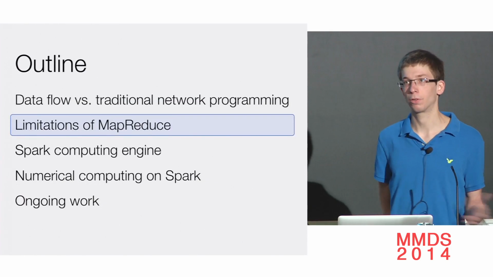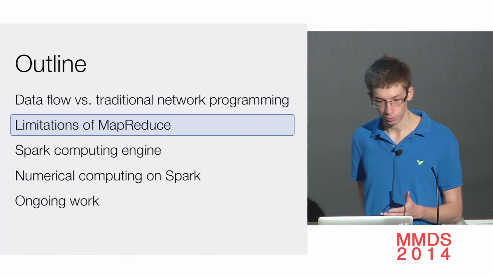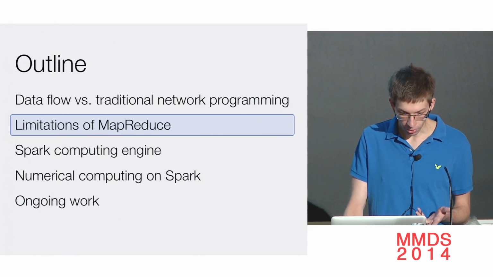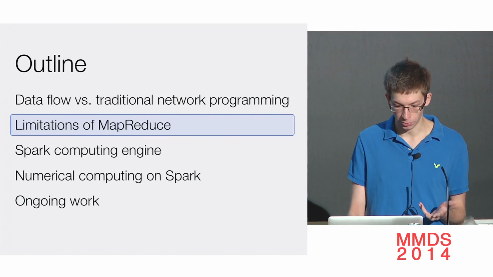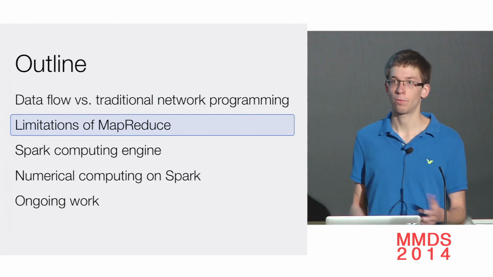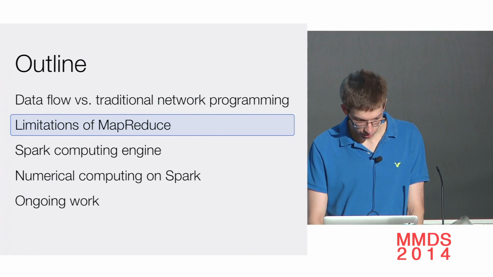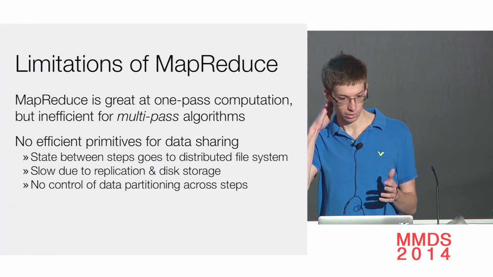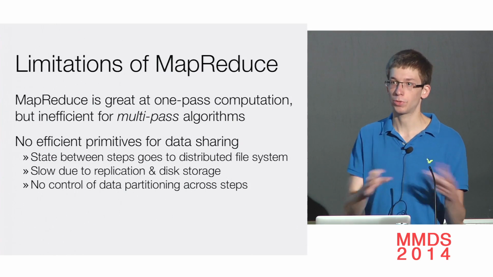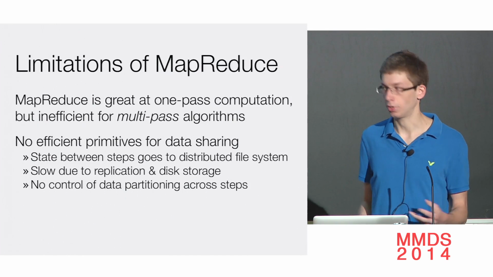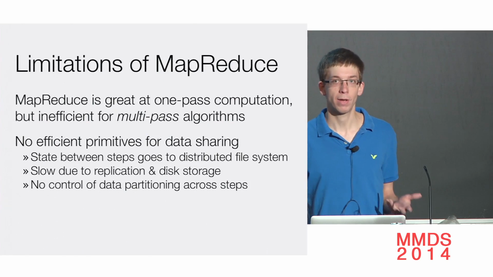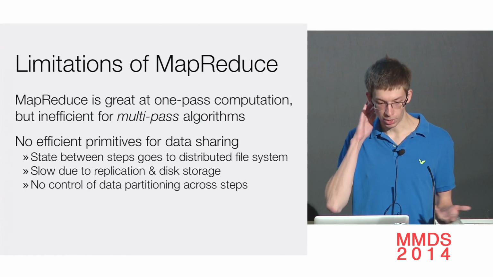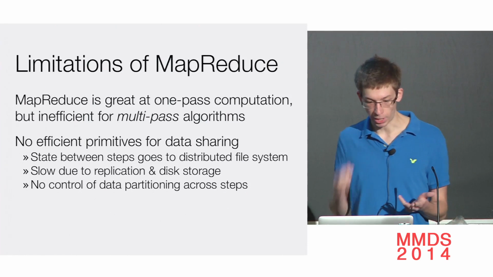Okay. So that's been a quick tour of what data flow engines are and why we should look at them. And the most common one, as I said, is MapReduce. Next, I'm going to talk about some limitations of MapReduce for numerical computing in particular, and then why we're developing new engines. So basically, MapReduce is really good at one pass of computation, where you do some work locally, then you aggregate some results. But it becomes very inefficient when you have multi-pass algorithms. And a lot of the algorithms we want to do in numerical computing do need to make multiple passes.